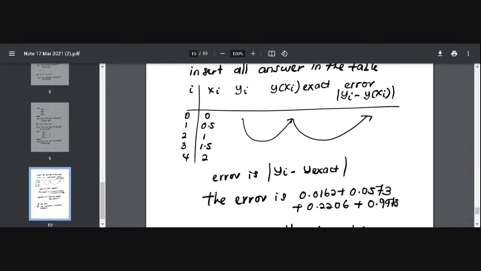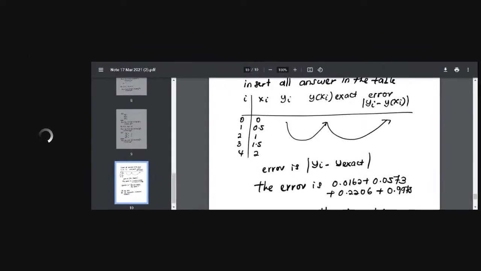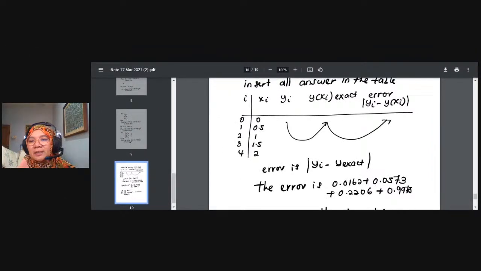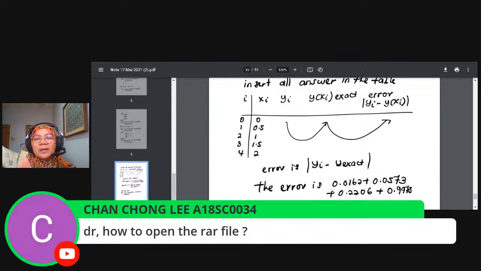Okay, let's get the feedback from others. All right. So now let's get the solution from others. Okay, any question? Okay, all right, there is a question from Chan Chong Lee: doctor, how to open the RAR file? RAR is a zip file.